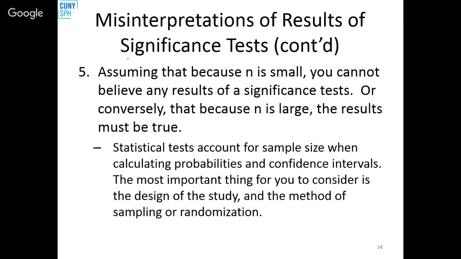If n is large, as long as it's still a random sample, that's fine, but a large sample size does not compensate for a biased sample. So your p-value will be more valid from a small representative sample than from a large, not representative sample.